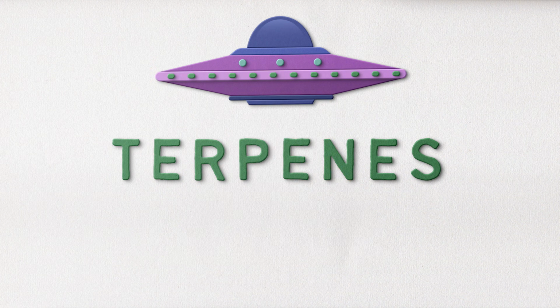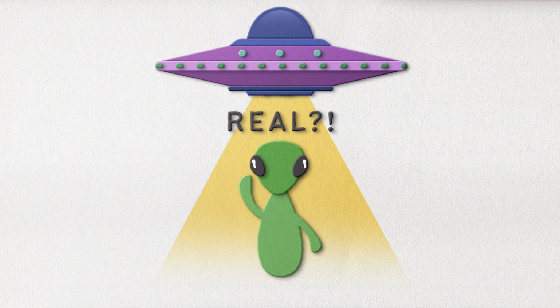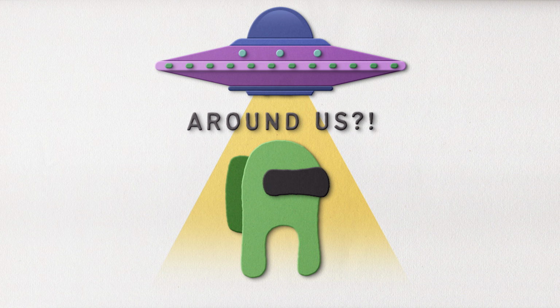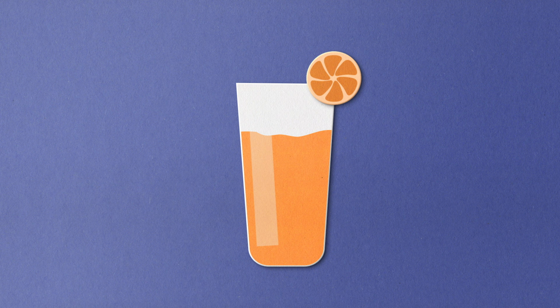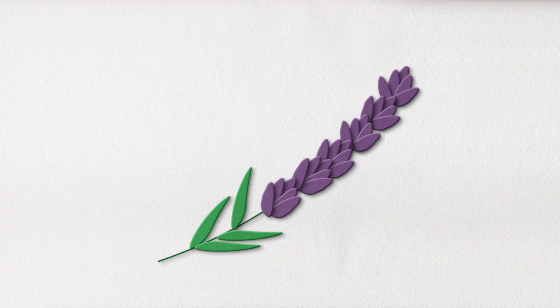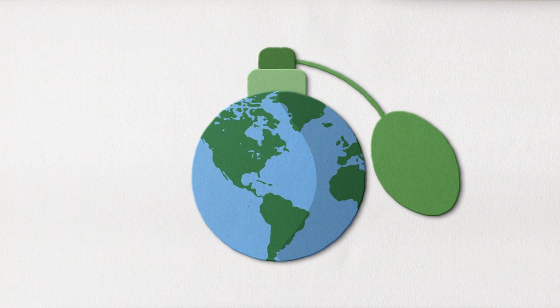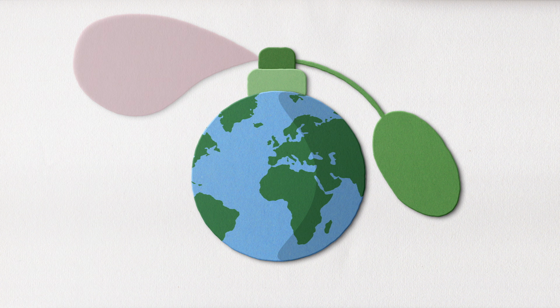Terpenes may sound like something from a sci-fi movie, but they're very real and they're all around us. They're the secret ingredients responsible for the mouth-watering scent of your morning orange juice, the soothing aroma of lavender, and even the fresh, piney smell of a forest. Terpenes are like nature's own perfumers.